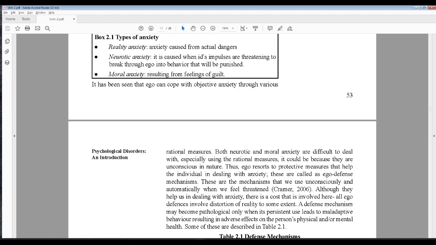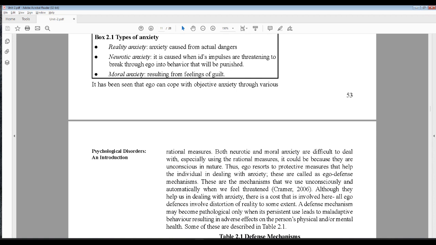Box 2.1: Types of anxiety. Reality anxiety: anxiety caused from actual dangers. Neurotic anxiety: it is caused when the ID's impulses are threatening to break through the ego into behavior that will be punished. Moral anxiety: resulting from feelings of guilt. It has been seen that the ego can cope with objective anxiety through various rational measures. Both neurotic and moral anxiety are difficult to deal with, especially using rational measures. It could be because they are unconscious in nature.